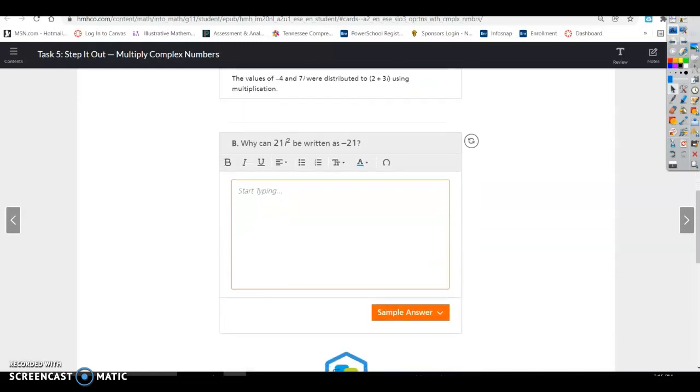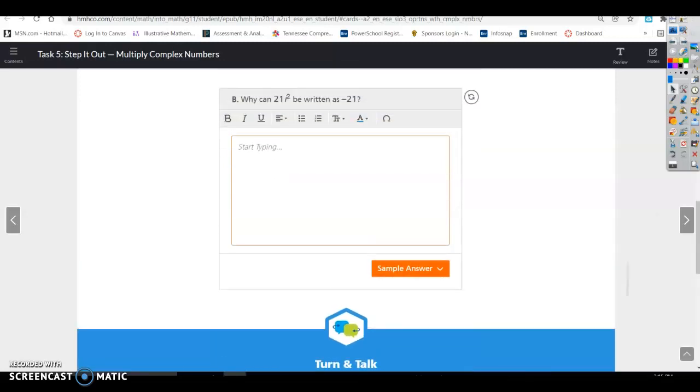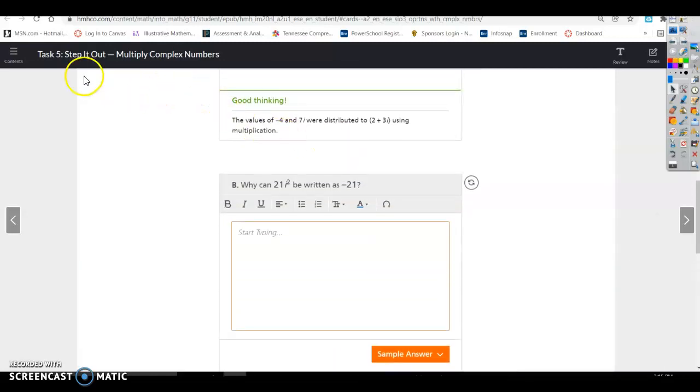All right, so it says, why can 21i squared be written as negative 21? By definition, i squared equals negative 1. Negative 1 times 21 is negative 21. All right, that's all for task 5. If you have any questions, please let me know.